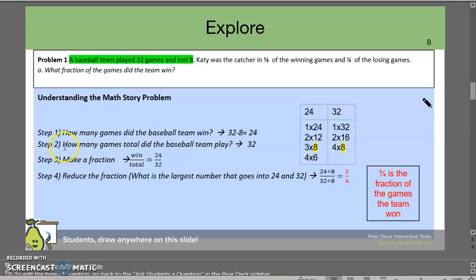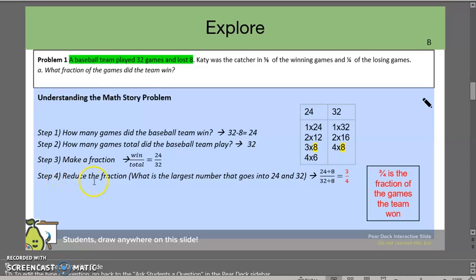The next step is, how many games did the baseball team play? So we know that, 32 games. And here we have our fraction. And that leads us to step 3, make a fraction. So we know that the number of wins are 24, and the total is 32. That is our answer. However, in math, we want to reduce our fraction to its simplest form.